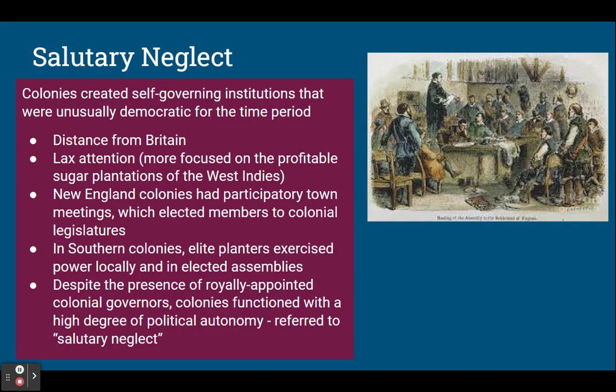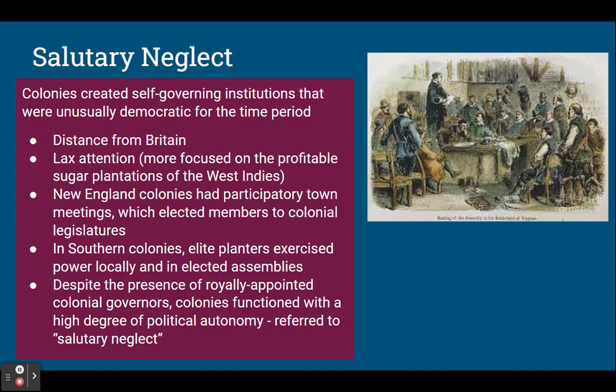In the Southern colonies, it was a little bit less democratic. The elite planters really exercised the power both locally and in the elected assemblies. But either way, despite the presence of royally appointed colonial governors that were usually only there maybe for a term of service before returning to Britain, these colonies functioned with a very high degree of political autonomy. They were really kind of running themselves to a certain extent. And obviously, they were still paying taxes to Britain and had to follow certain British laws. And yes, they did absolutely consider themselves to be British citizens. They still did have a lot of experience of self-governance.